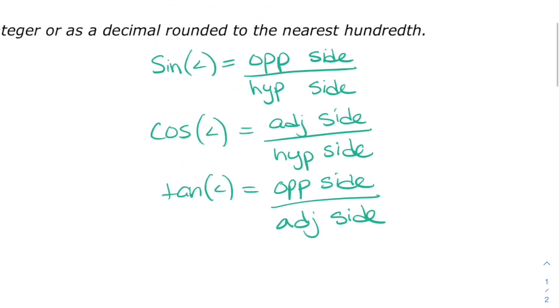So it's truly just a relationship. Whatever this angle measure is right here, the sine of it is equivalent to the opposite over the hypotenuse side. The cosine of the angle is equal to this relationship, and then the tangent of this angle is equal to the opposite over the adjacent side.